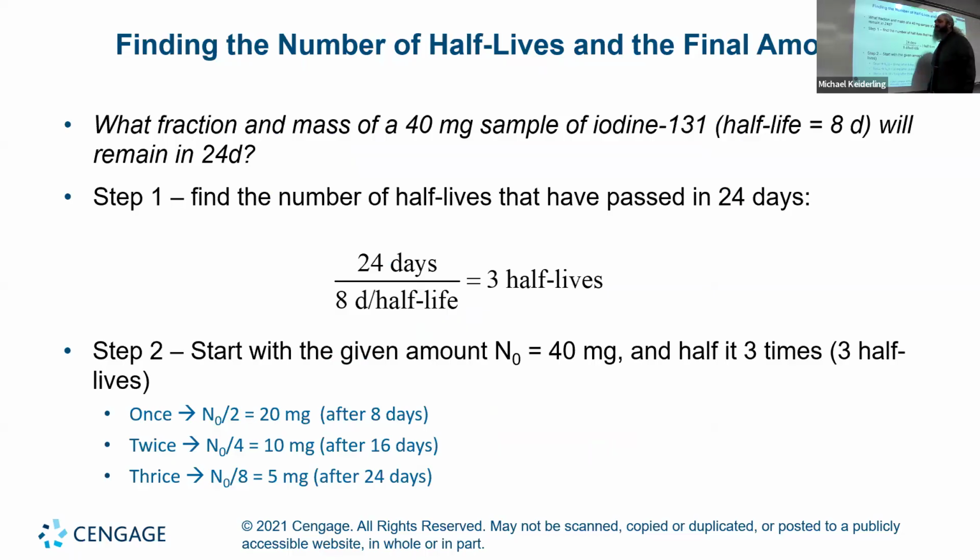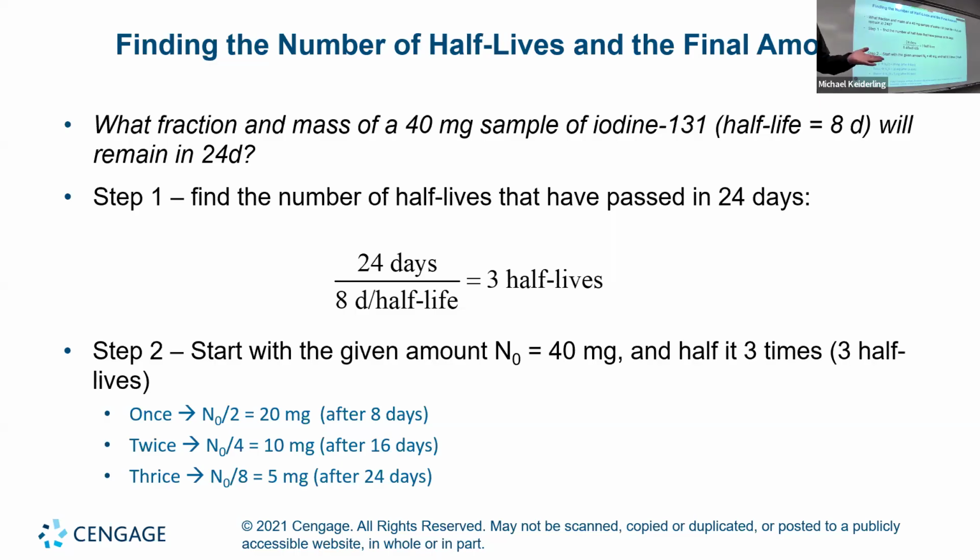So what fraction in mass of a 40 milligram sample of iodine-131 with a half-life of 8 days will remain in 24 days? So 24 days is 3 times the half-life. That's 3 half-lives. So we start with the given amount, 40 milligrams, and we have it 3 times. So that's going to be an eighth of what we started with. So after one half-life, we'll have 20 milligrams, so that's after 8 days. After 16 days, we'll cut that in half again to 10 milligrams. And then after the full 24 days, we'll be down to 5 milligrams.